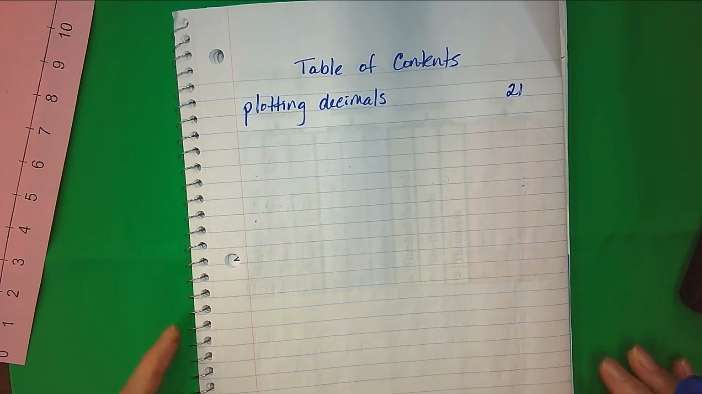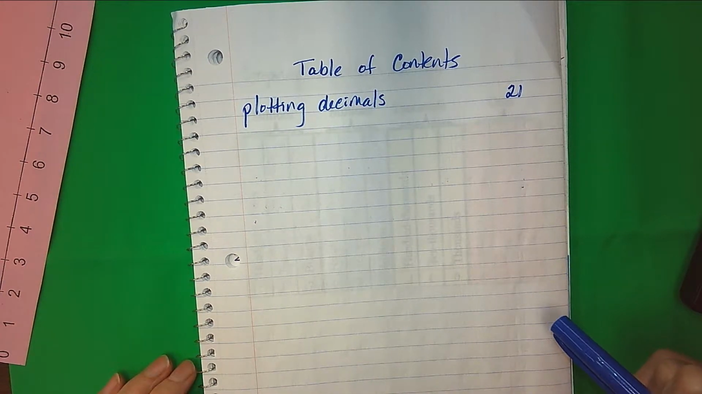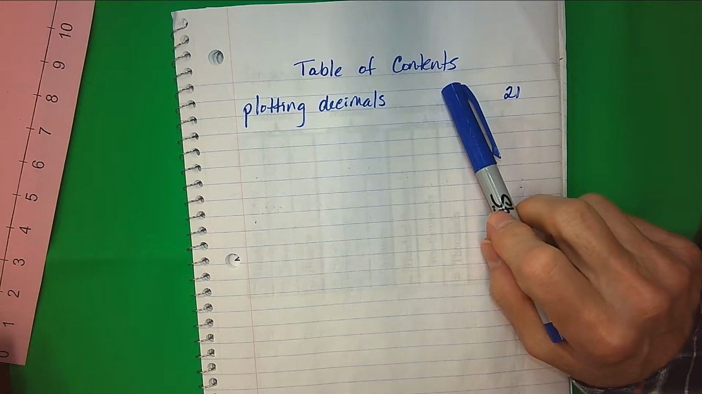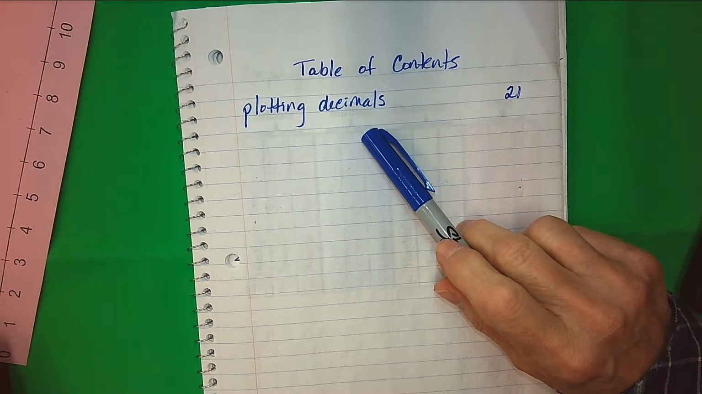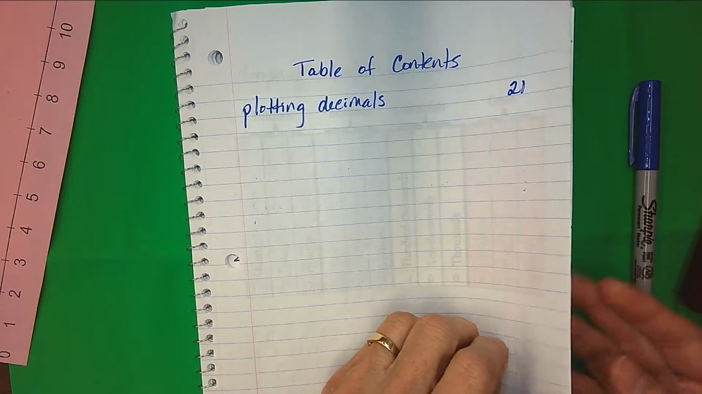Everyone. Today's lesson is about plotting decimals on a number line. So first thing we want to do is get our table of contents filled out. We'll call this lesson Plotting Decimals, and for me that will be page 21.